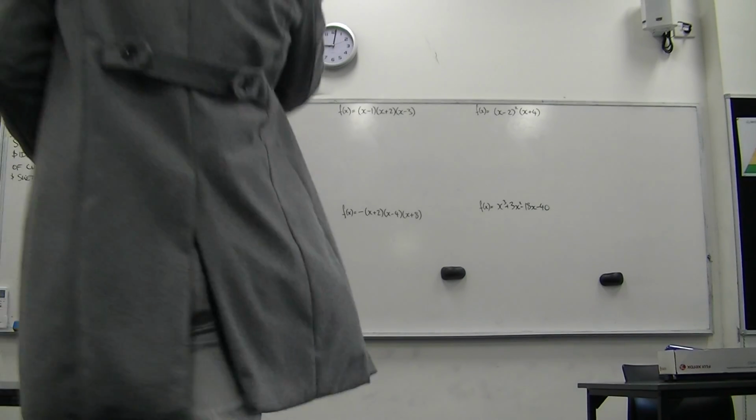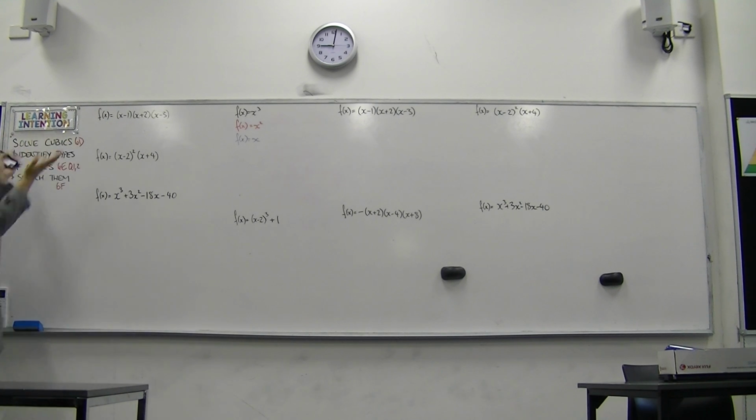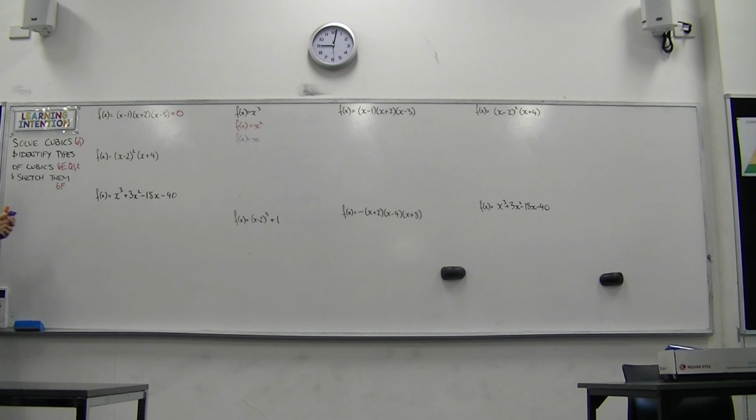Cool. Alright, so (x minus 1) (x plus 2) (x minus 3). Conveniently, this is all already factorised for us. I'm going to say that we want this thing to equal 0. Okay, I want to now solve this equation.